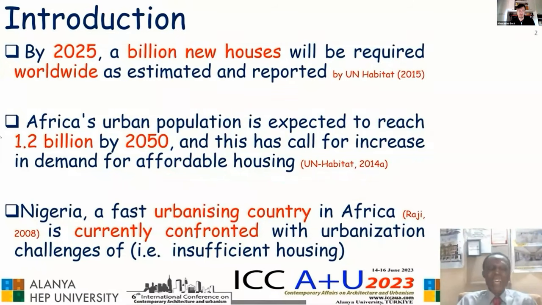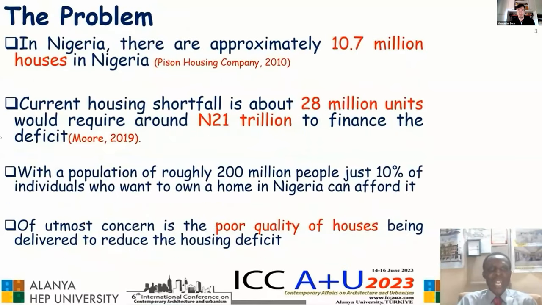Nigeria, a fast urbanizing country in Africa, is currently confronted with urbanization challenges. One of them is insufficient housing. In Nigeria, there are approximately 10.7 million houses. The current housing shortfall is recorded to be 28 million units and will require around 21 trillion Nigerian naira to finance the deficit. With a population of roughly 200 million people in Nigeria, just 10% of this population are able to own a house that they can afford.